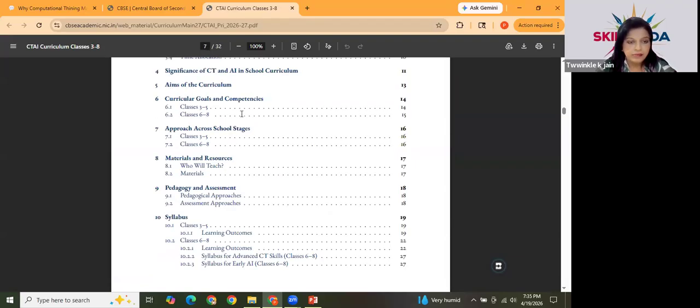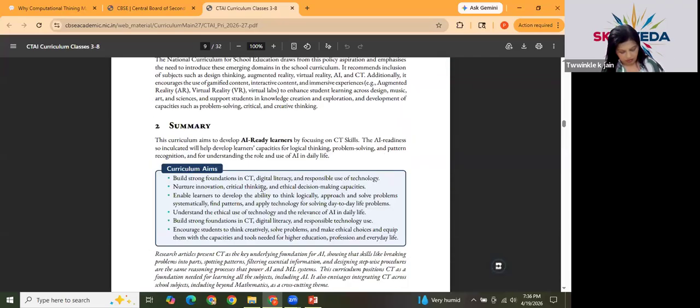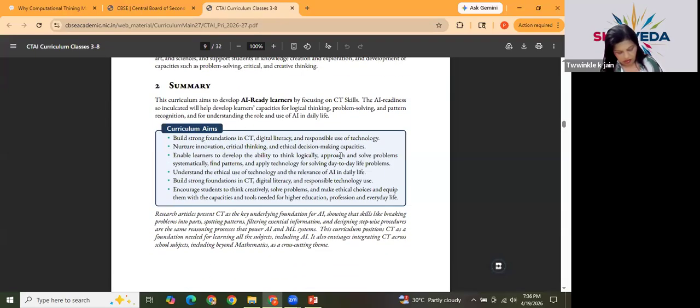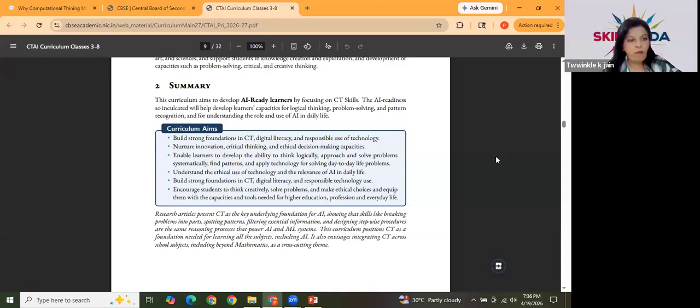Yes. Here you could see the complete curriculum, the goals and the competencies of CBSE, how it has to be taken across the different stages at school level, what the materials and resources are, what the teaching pedagogy is towards implementing CT and AI, and what the exact syllabus is for each and every class. All these you can find here. Of course, from here only I have taken enough information to prepare this presentation. So here we don't have much to discuss.